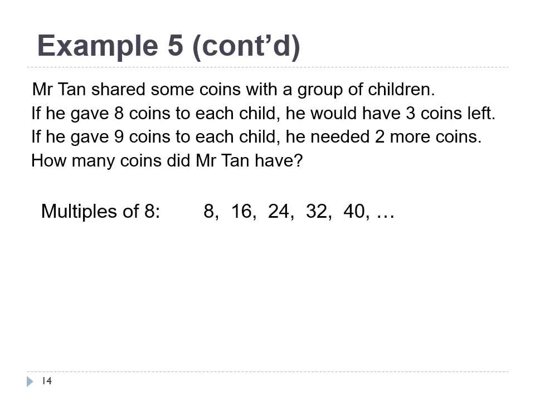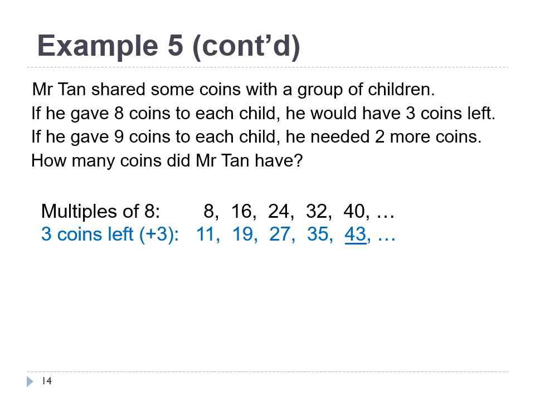Students need to understand, if Mr. Tan gives 8 coins to each child, there are different possibilities and those numbers must be multiples of 8. But because he would have 3 coins left, so there is an extra of 3, the list of possible numbers will become 11, 19, 27, and so on.